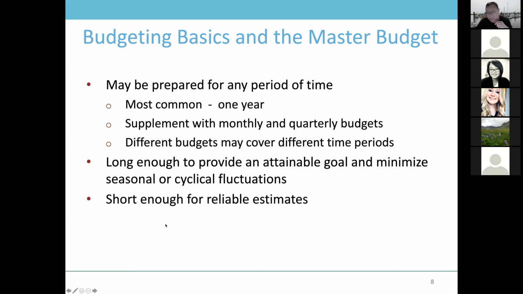And it has to be short enough for reliable estimates, okay? Short enough for reliable estimates.